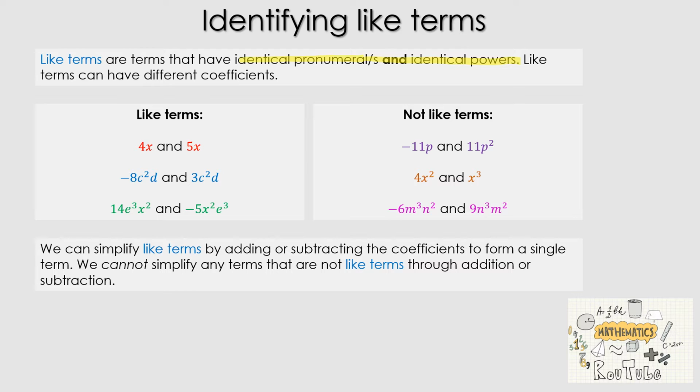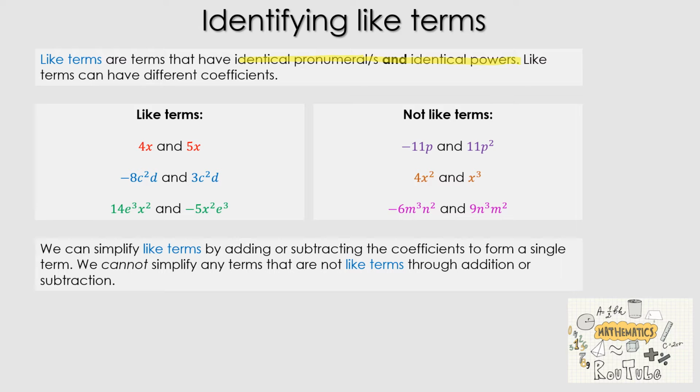Now, you'll see "and" is written in bold, and it's really important because like terms must have both identical pronumerals and identical powers. Not one or the other. They must have both to be like. Now, like terms can and often will have different coefficients, which we'll see as we proceed through as well.